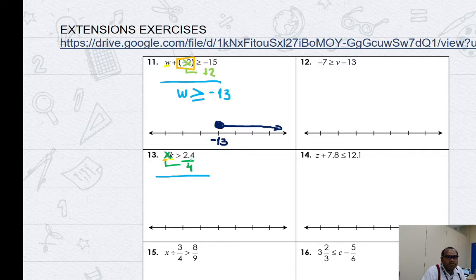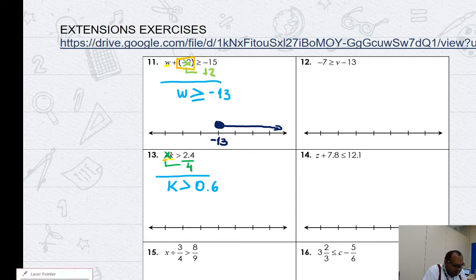2.4. Oh, mister, right now decimal. But think. Imagine a number, 24. 24 divided by 4 is 6. But I have a decimal, then walk back 1. 0.6. Oh, nice, so easy. k greater than 0.6. If I multiply 0.6 times 4, it is 2.4.